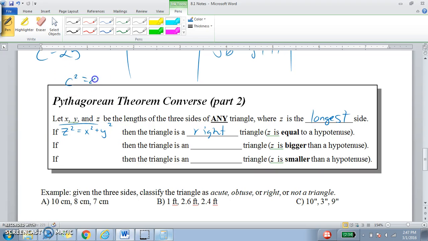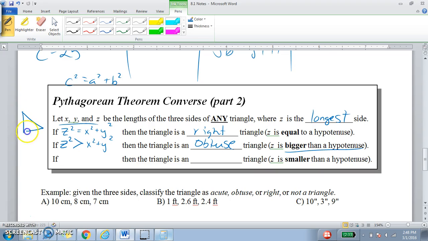So the Pythagorean theorem would say this. This is the exact same thing, just changing the letters. So if this happens, it's a right triangle. If you plug in those numbers and you get that z squared, or the longest side squared, is greater than the other two added together, then that's going to be an obtuse triangle. Obtuse meaning greater than 90, so that triangle is going to have an obtuse angle in it. And z is greater than a hypotenuse would be.